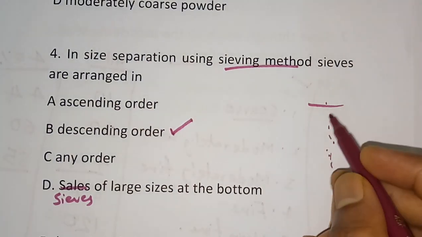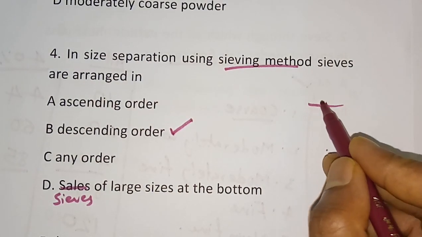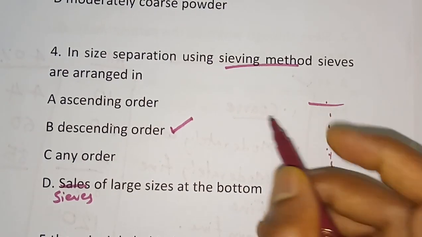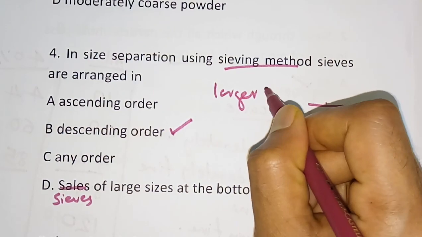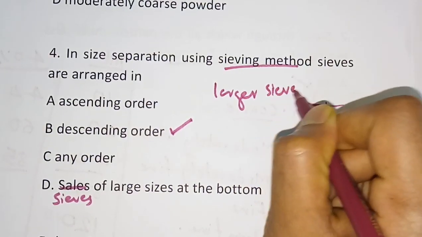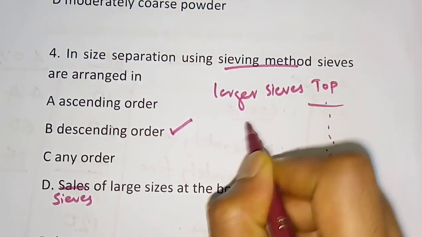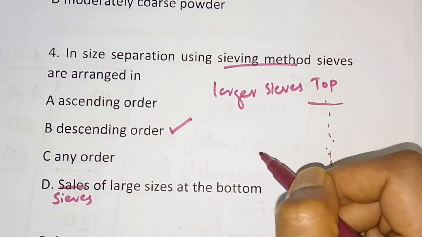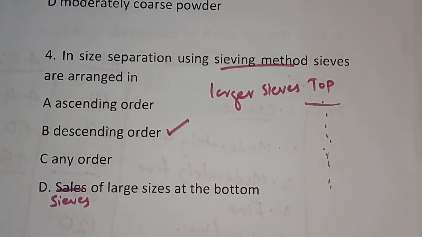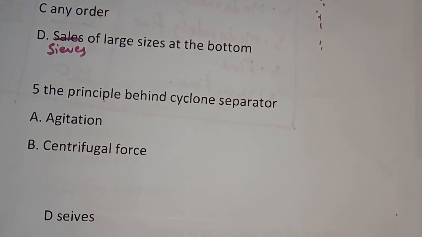That means sieves of larger size at the top. Larger size sieves at the top. When we go to the bottom, the size of the sieves becomes smaller. We will move to the next question, question number 5.